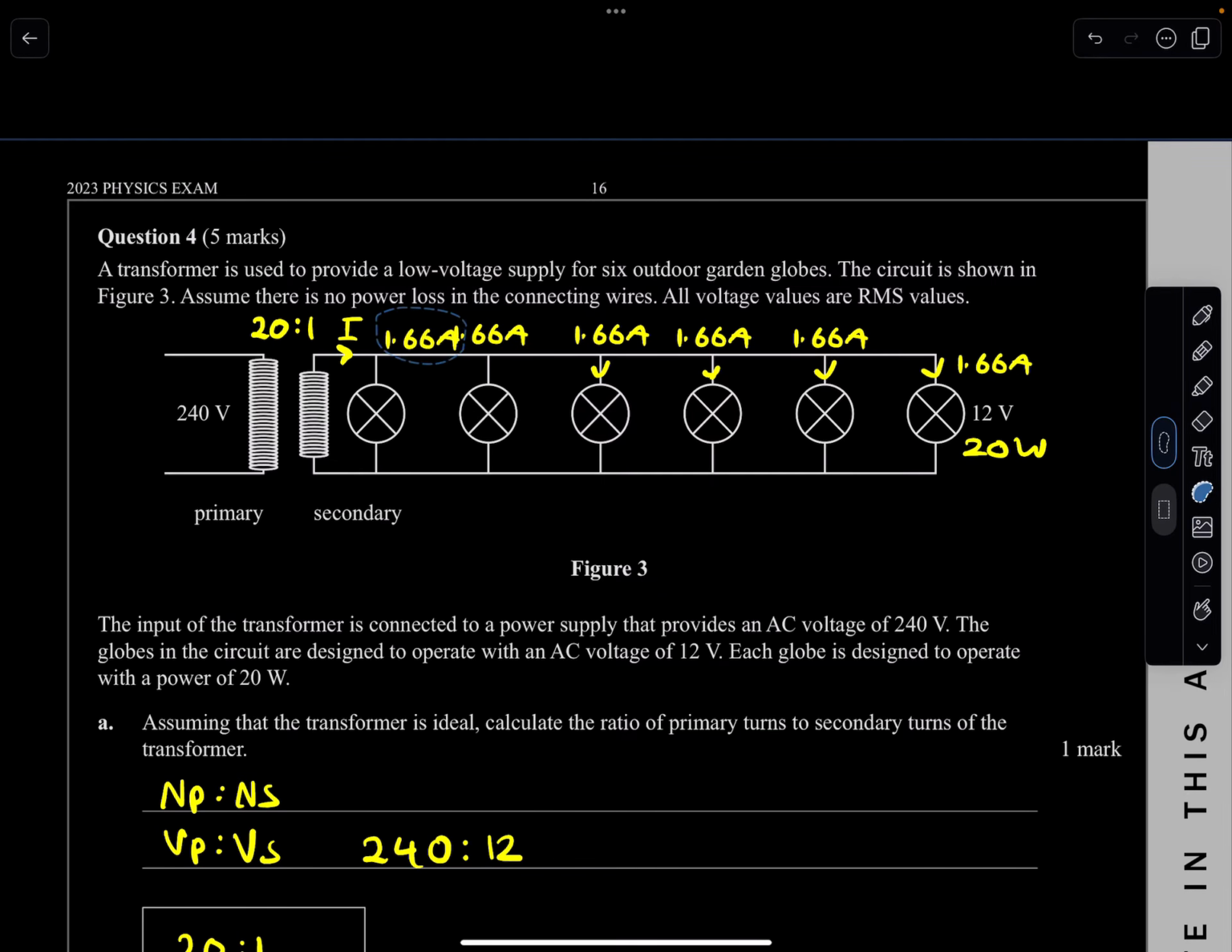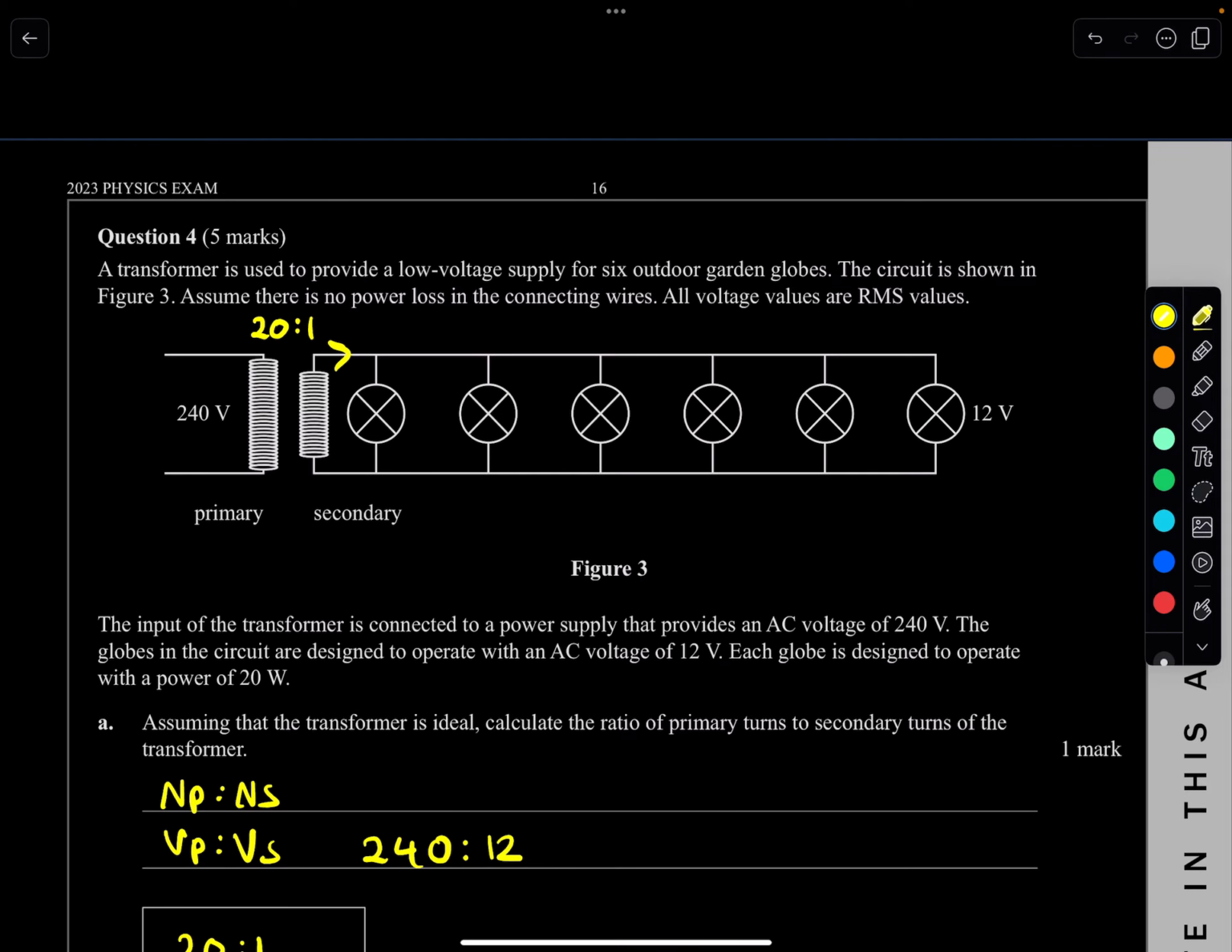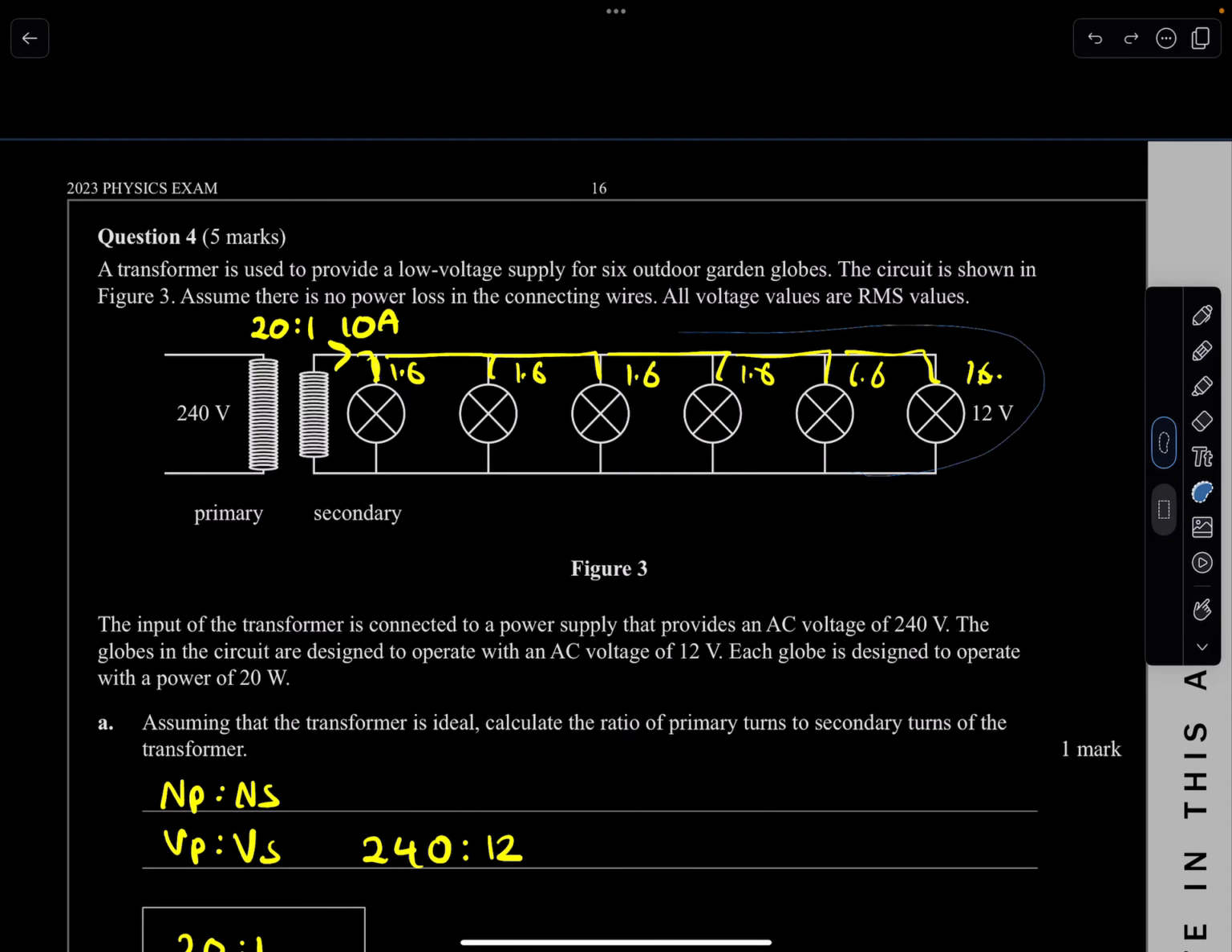And we know overall that these will all add up when they come out to what? How many are there? It was 1, 2, 3, 4, 5, 6. There's 6, so times it by 6. So guess what we've learned? Your actual secondary current has to be 10 amps, because this will receive 1.6, 1.6, 1.6, 1.6, and 1.6, and when they all come back, it will bring back 10. So your actual secondary current has to be 10 in this question.